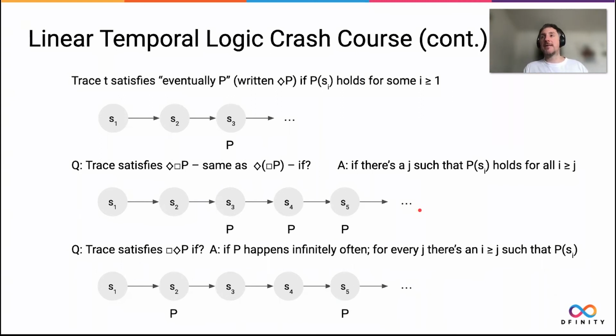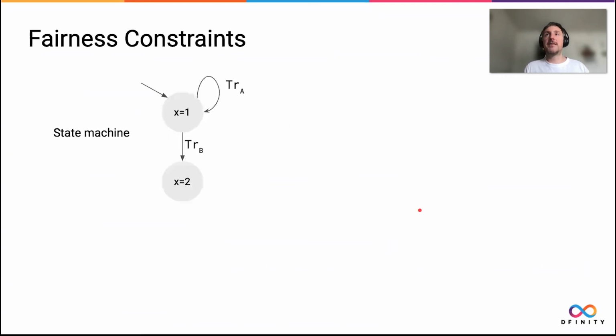But there's sort of a problem, which is not necessarily a problem in reality, it's more a problem with our model. And this is that basically our traces may not be fair. So what does this mean? Here's an example of a simple state machine. You have just one initial state where X is 1, and you have one transition that takes it back to the same state, and you have another transition that goes to a different state.